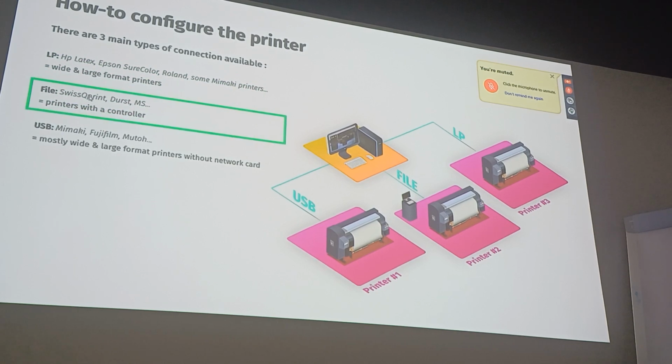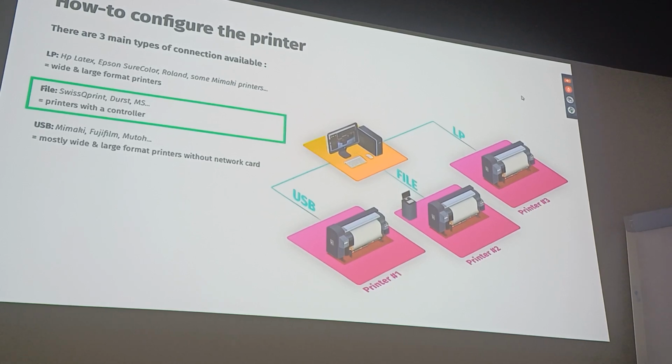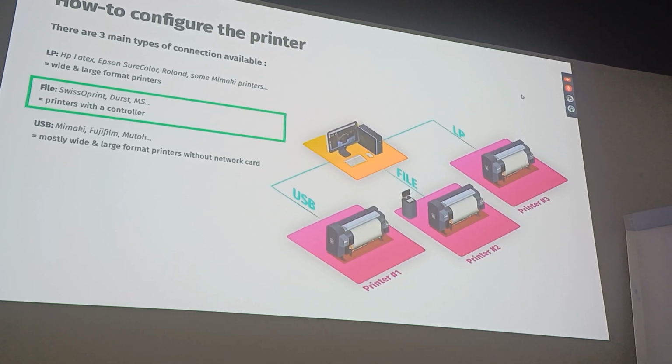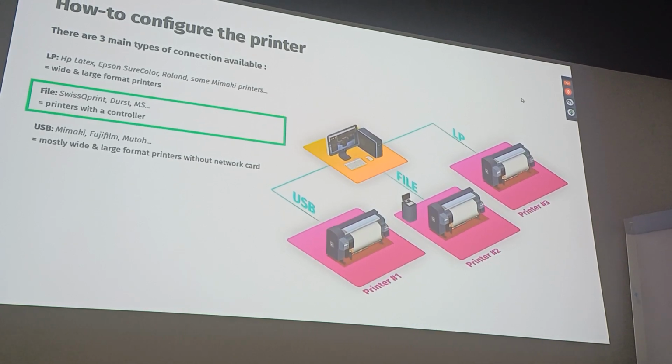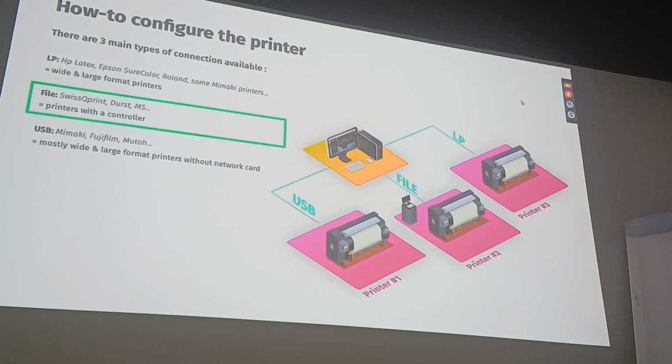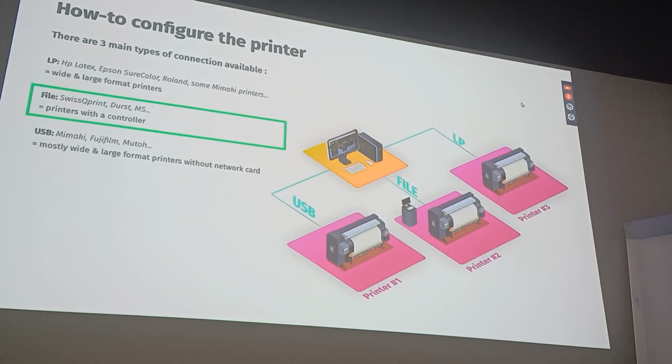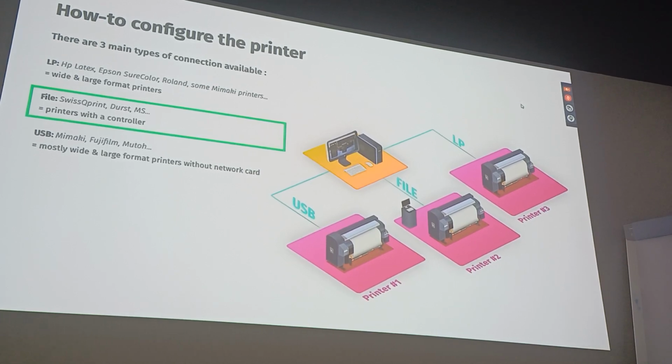This type of connection is mainly for printers having a controller, mostly huge roll-to-roll printers or flatbed printers like Agfa, SwissQPrint, Durst, MS printers. This means that you will transfer the RIP file in a folder created locally or in the controller itself. By default, this folder is created in the public folder for more convenience.